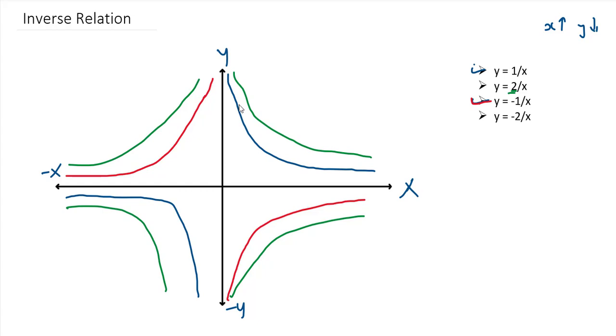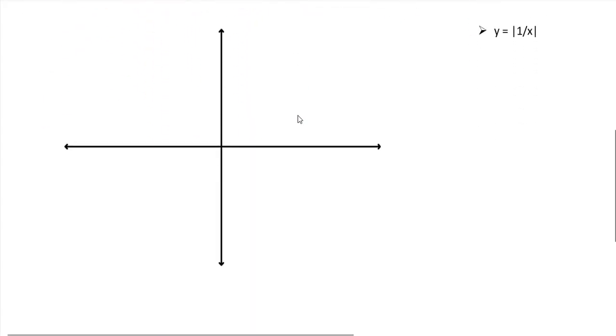Let us now introduce the modulus in this graph and see how it is to be drawn. So if we consider this graph, we have y is equals to mod of 1 by x. So if we open the mod, we'll get y is equals to plus 1 by x and y is equals to minus 1 by x. Now if you notice, the value of y can never be negative.